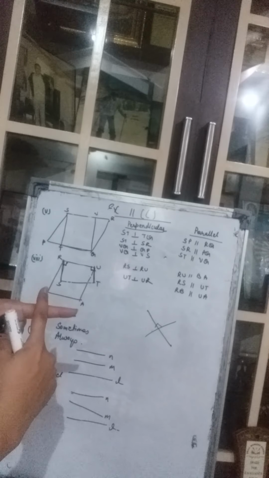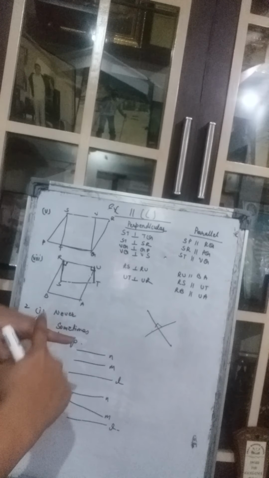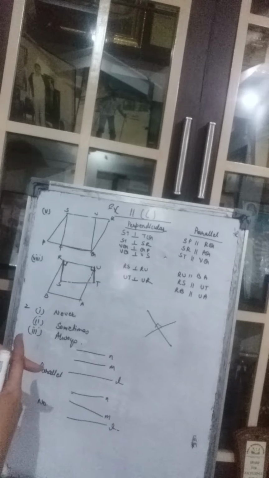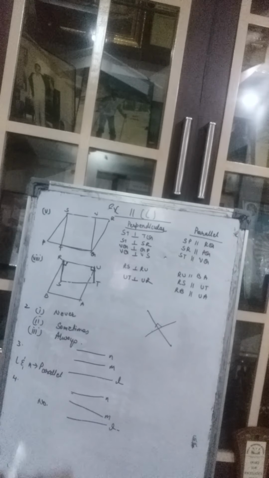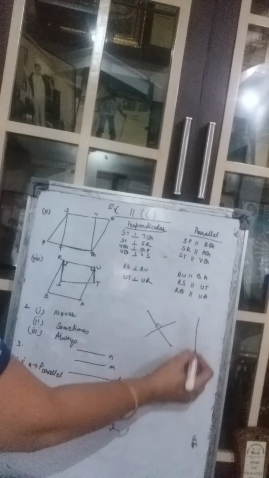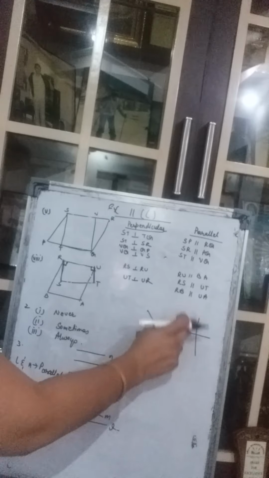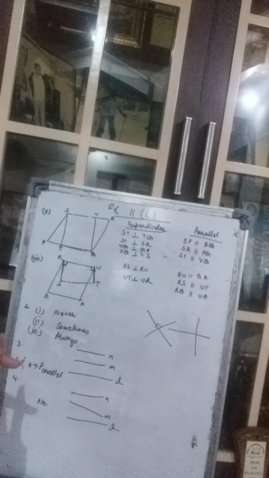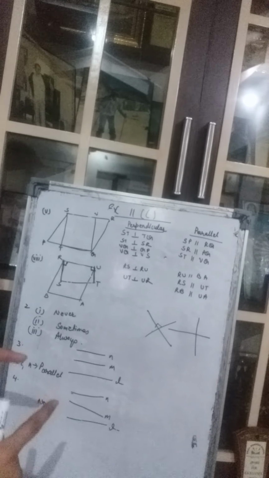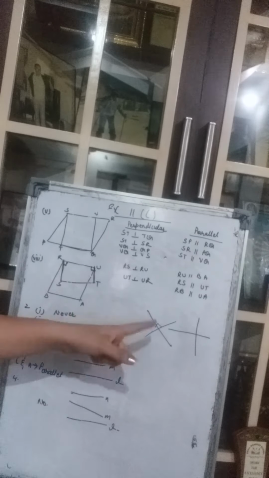Sometimes they can meet at 90 degree, then they are perpendicular. But sometimes they may not meet at 90 degree, but still they are intersecting. So the answer is sometimes. The third part, perpendicular lines are intersecting. Yes, always. Whenever the perpendicular lines are there, they will always intersect each other at 90 degree. So the answer is always.